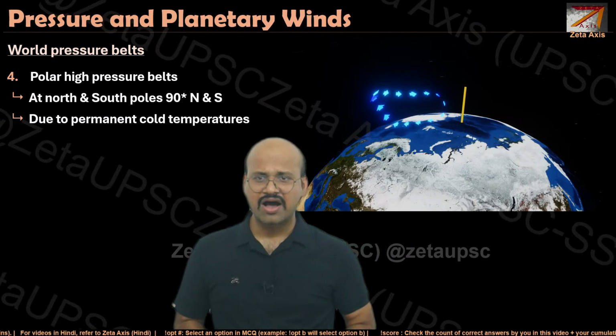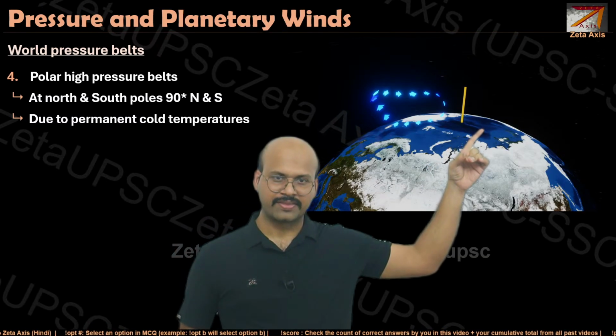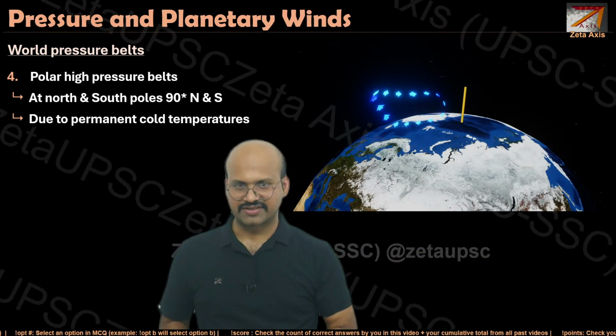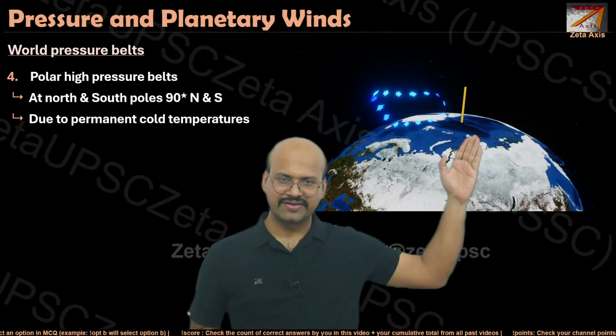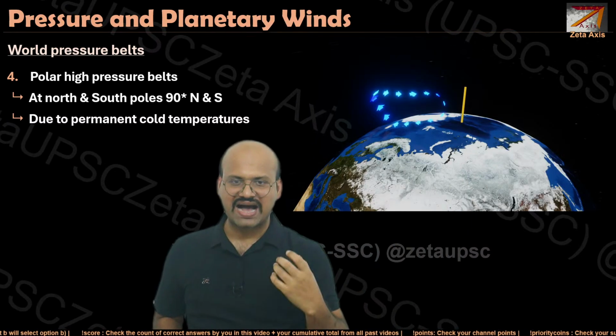Next is the polar high pressure belt. So over this polar region over here, there is a permanent high pressure region. Now this may not be a belt. It is a particular region at the poles where you have permanent high pressure.